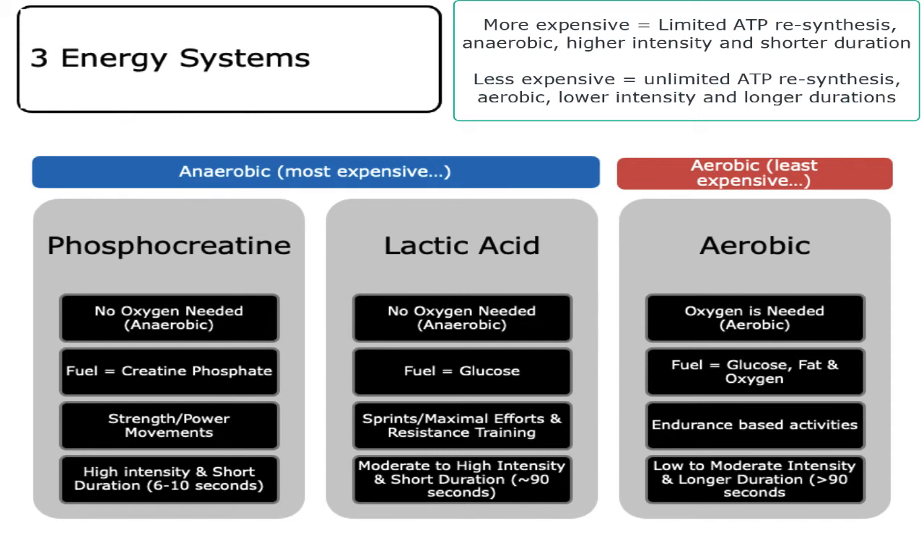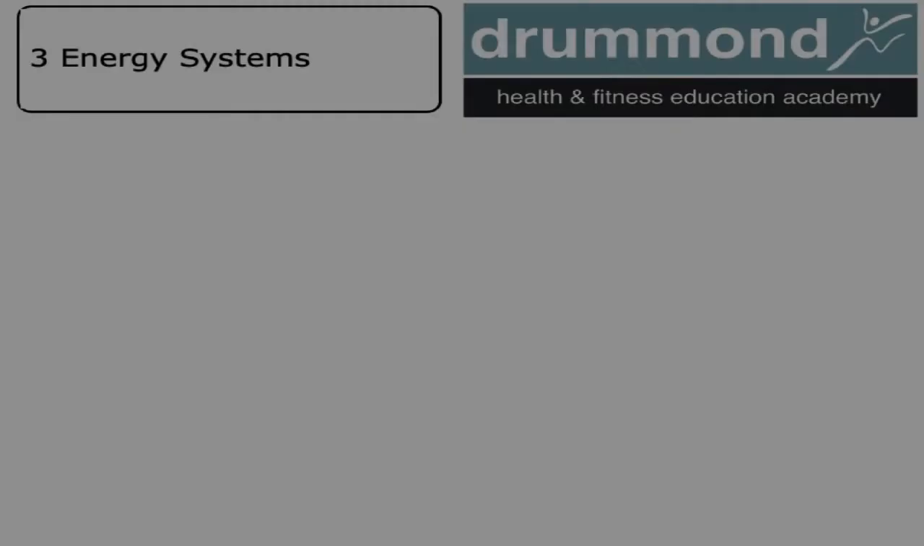And this is all determined by the intensity of the exercise. The higher the intensity, the less fuel storage you will have, and the more difficult it is to continually resynthesize ATP. Whereas the less intense exercises means that it's slightly easier to resynthesize ATP, and you'll be able to exercise at that level for much longer.